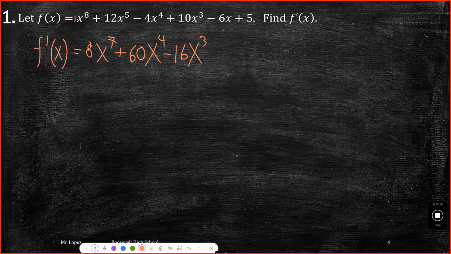Where am I at? And then 3 times 10. What's 3 times 10? 30, x squared. And then minus 6, because that's the negative 6, the x is going to just go away. And then the derivative of a constant is 0. So that is the derivative right there.